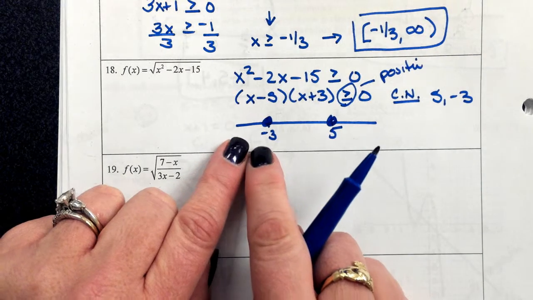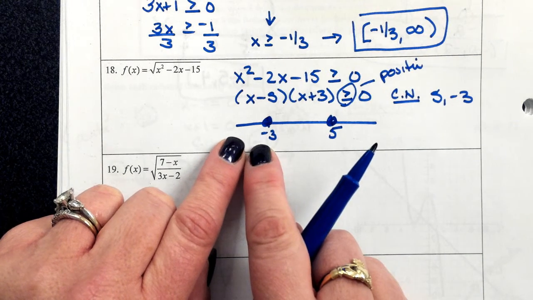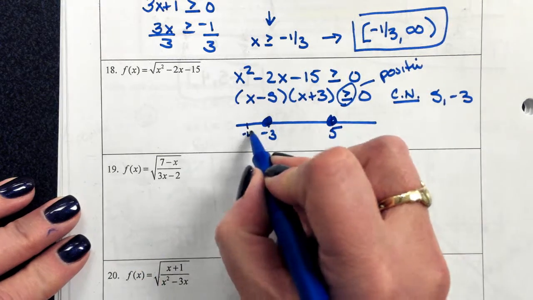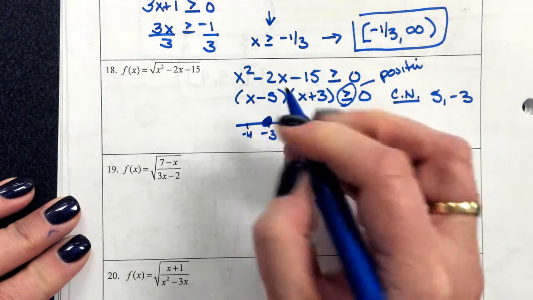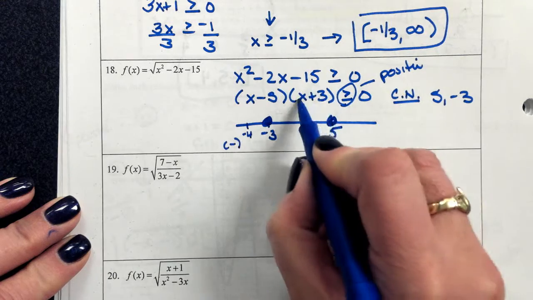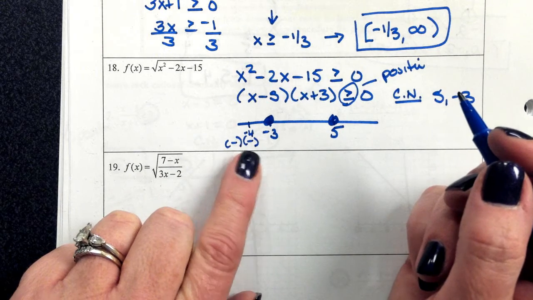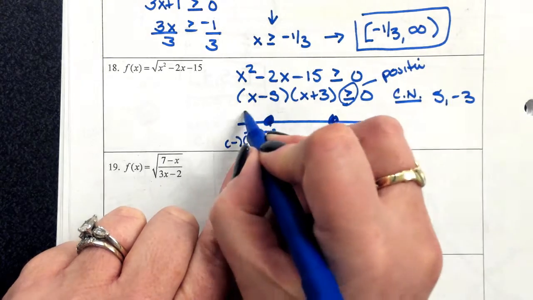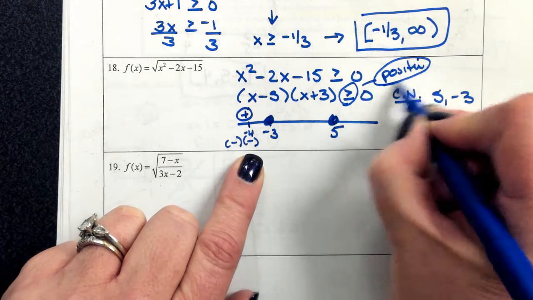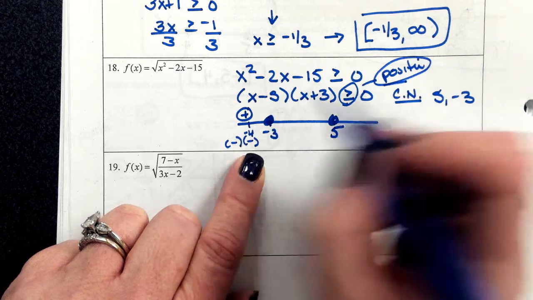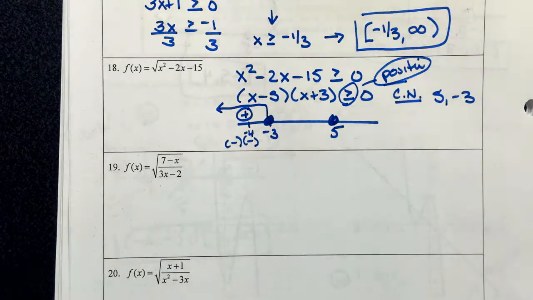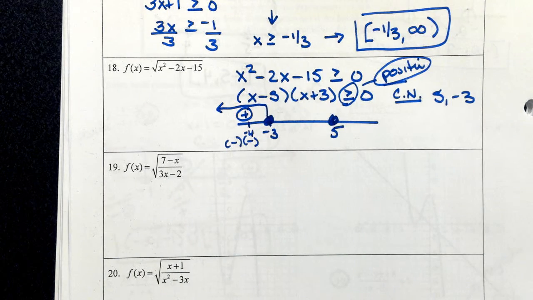So I have to pick a number less than negative 3. So I'll choose negative 4. So when I plug negative 4 in, negative 4 minus 5 I know is a negative number. Negative 4 plus 3 is a negative number. And what happens when I multiply a negative times a negative? It gives me a positive. So again, like you mentioned, we're looking for positive intervals. So I know that this is going to be a solution to this particular inequality.